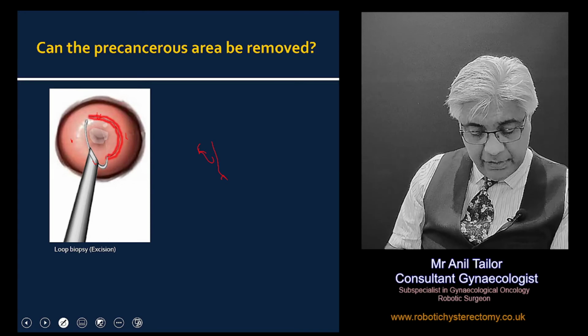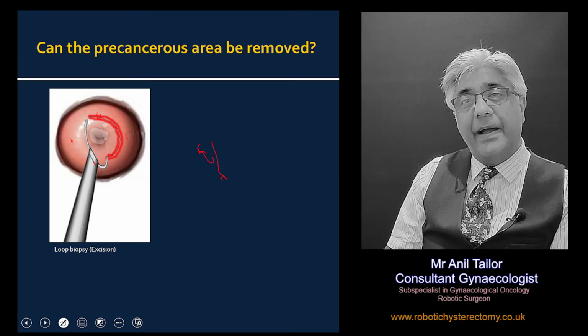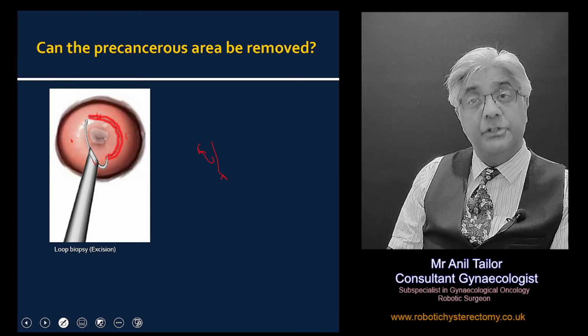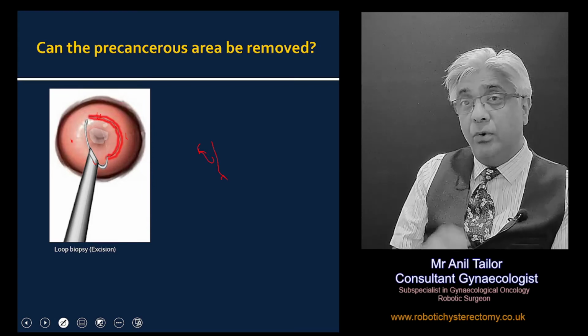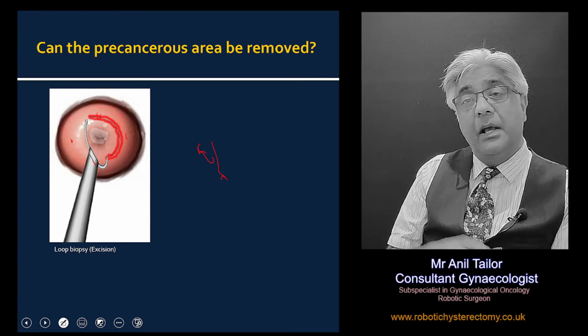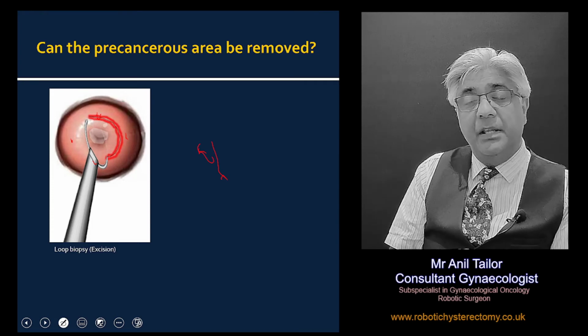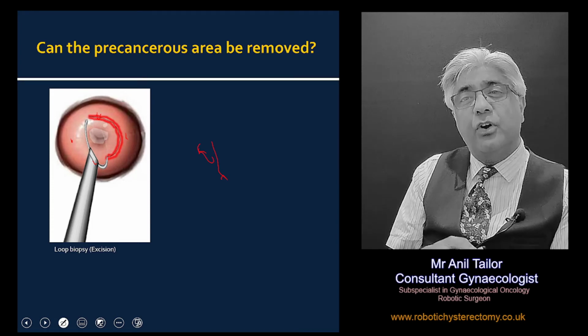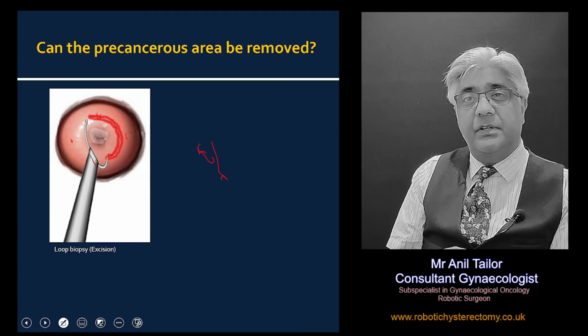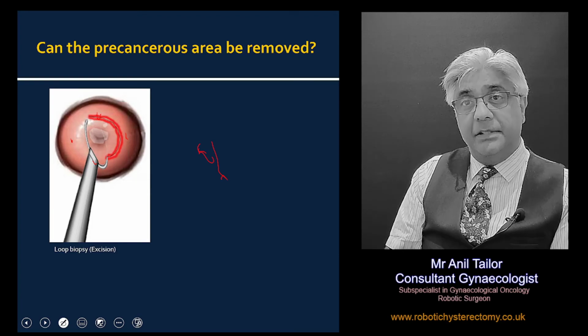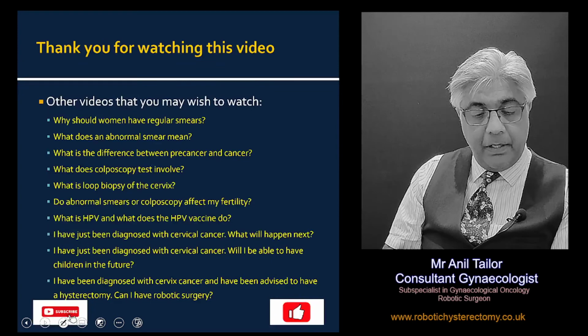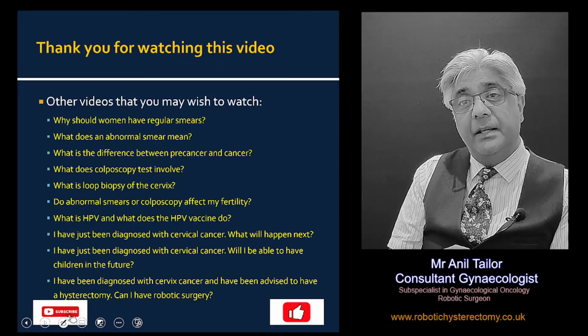So that essentially is a general overview of how abnormal smears are treated. The low-grade abnormalities are simply monitored. For the high-grade abnormalities, we often just do a loop biopsy. There are other ways of treating it, but the commonest way of treating it in this country is by carrying out a loop biopsy. And that is all I want to say in this video.